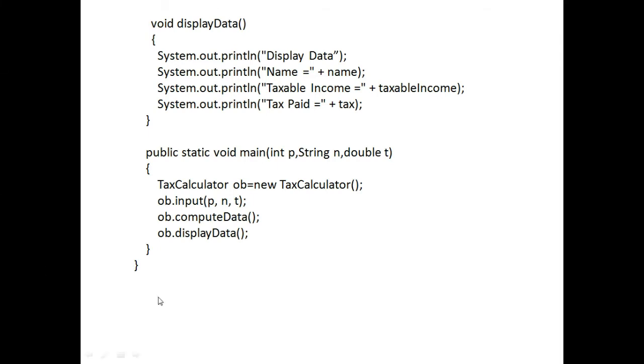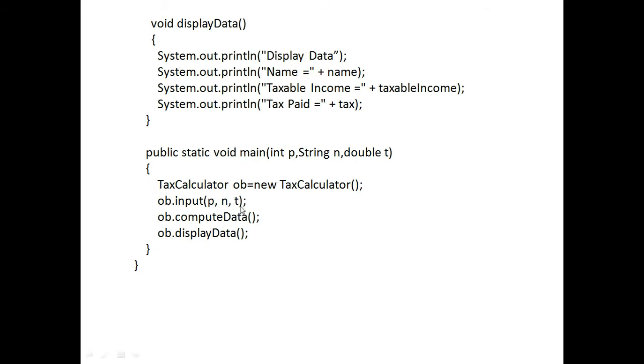And again, the important part, like I wrote here: TaxCalculator ob = new TaxCalculator(). Here ob is the object. This is the syntax for creating the object. With the help of this object we are calling the functions. The input function is called first. The input function has formal parameters, so we need to pass the actual values. Children, this is the call by value technique we have used.